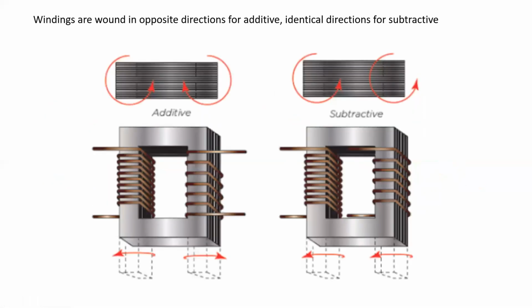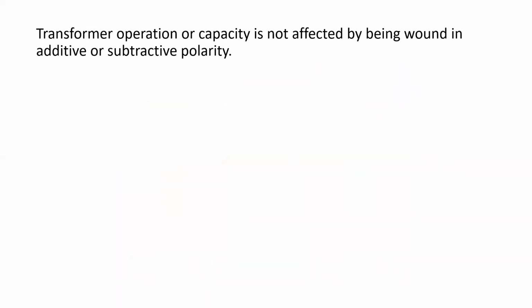So they wind them in different ways, and we don't need to focus on that significantly, but what's most important is that there is a difference in how they manufacture the transformer. And what also is important is that it has absolutely no effect on the transformer's operation or its capacity. So why then do we do it?